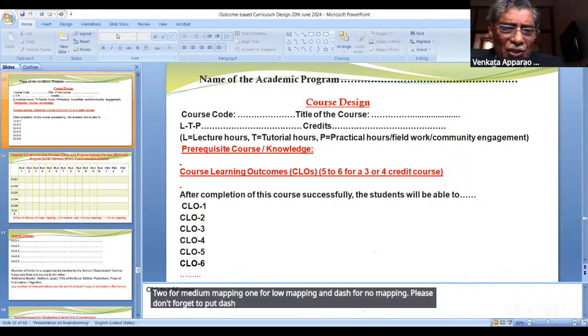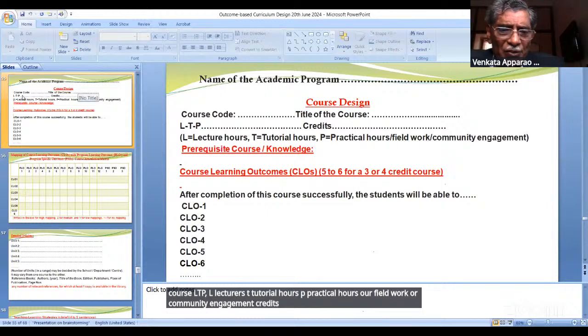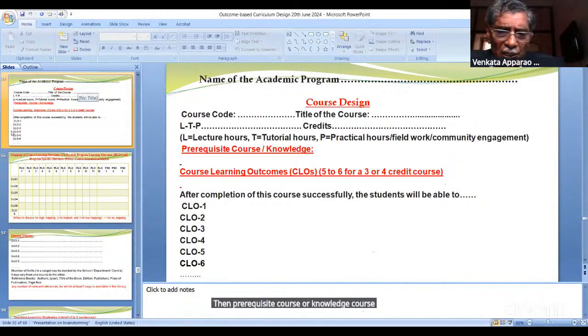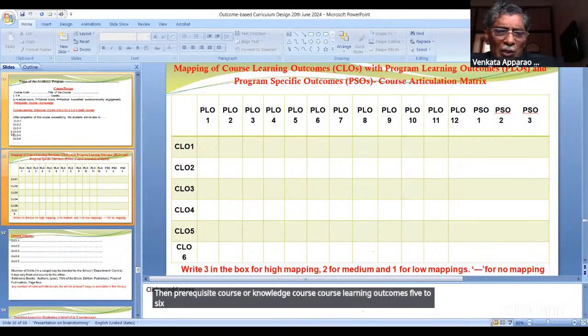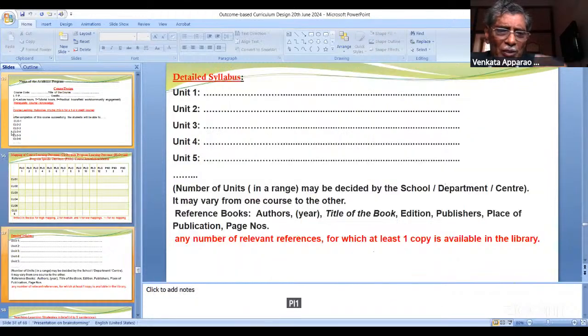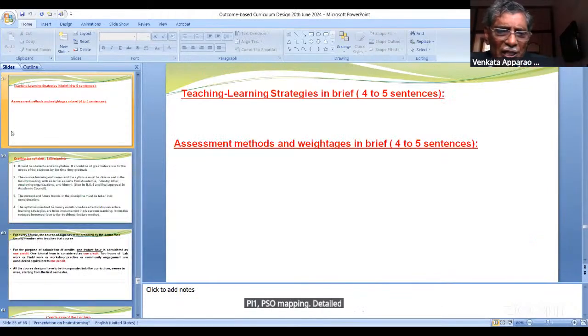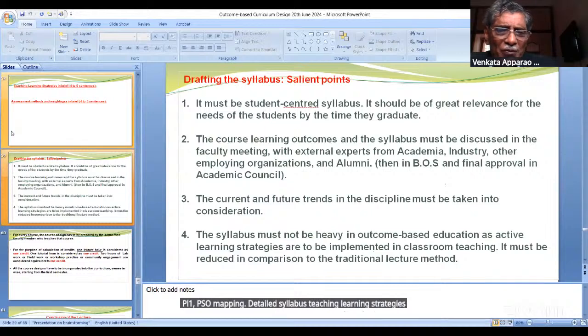This is the course design: course code, title of the course, LTP, L lecture hours, T tutorial hours, P practical hours or field work or community engagement credits. Then prerequisite course or knowledge, course learning outcomes 5 to 6. Then CLO-PLO mapping, PLO and PSO mapping, detailed syllabus, teaching learning strategies in brief, assessment methods in brief.